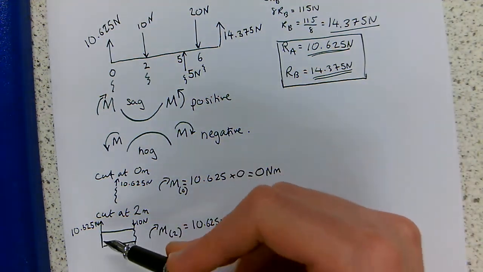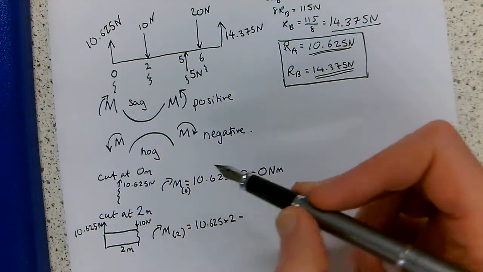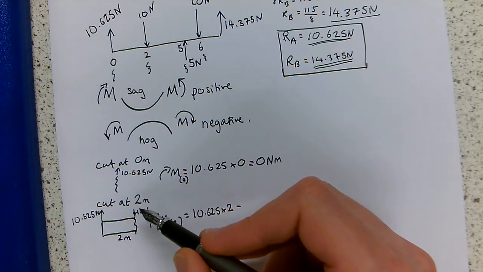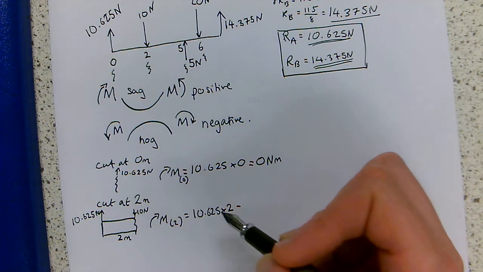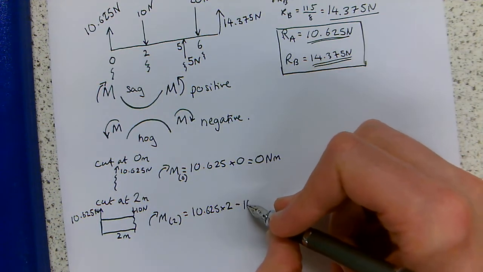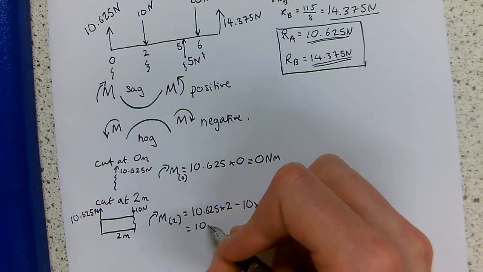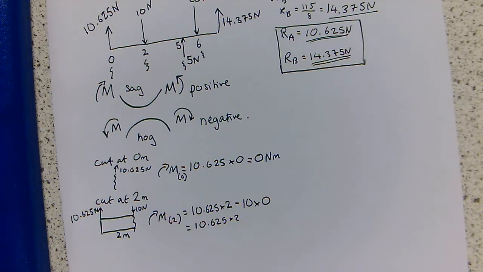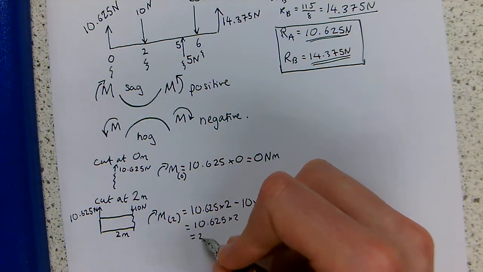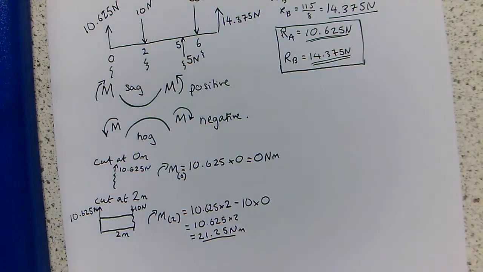Now, here it will cause this end to bend upwards, so that's why we would have a positive sign here. Our 10 Newton force, the moment of that would be acting the other way, so it would be negative. We put in that times its distance from the cut, which is 0. So we get 10.625 times 2, which is 21.25 Newton meters as our bending moment at 2 meters.